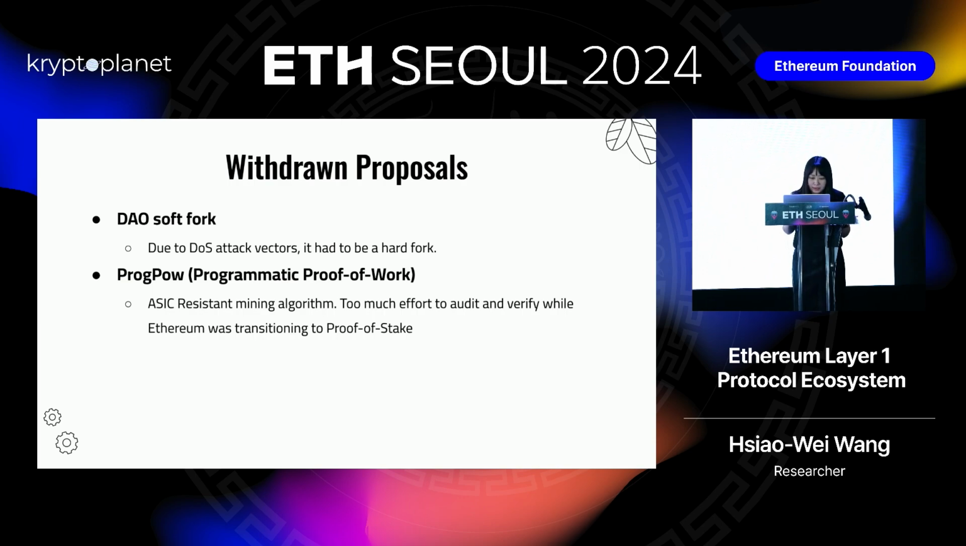And another one is ProgPoW. Who remembers ProgPoW? Okay, I see some people here. Yeah, so it was an ASIC-resistant mining algorithm. However, at that time Ethereum was transitioning from PoW to PoS. So it took too much effort to audit and verify everything while we were transitioning to proof of stake.